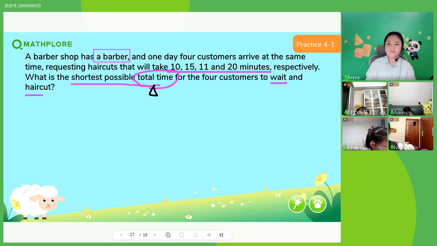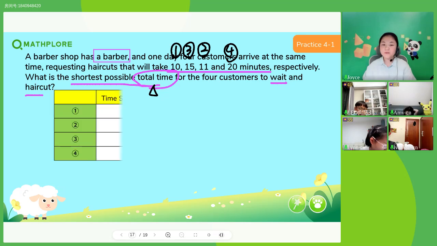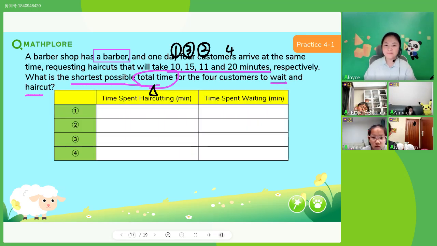So let's see, everyone, look at the different minutes. Who can be the first one to do? The 10 minutes. The 10 minutes, right? And the second one is how many minutes? 11. 11 minutes, right? The third one? Yeah, with 15 minutes. The last one? With 20 minutes, right? Okay, so now look, we can use the table to analyze the waiting time and the hair cutting time.